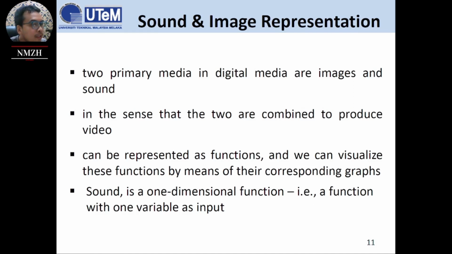Okay, two primary media in digital media are images and sound. As I mentioned earlier, in this particular subtopic we will talk about the two, images and sound, obviously. The two are combined to produce a video, because a video is basically a combination of moving image frames plus the audio.